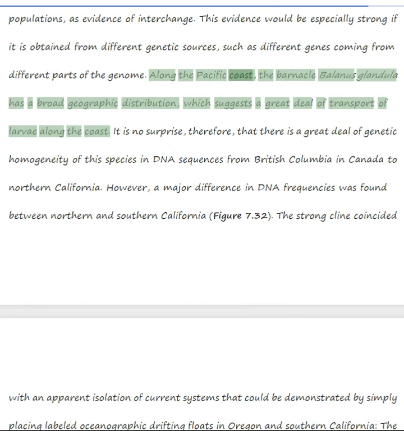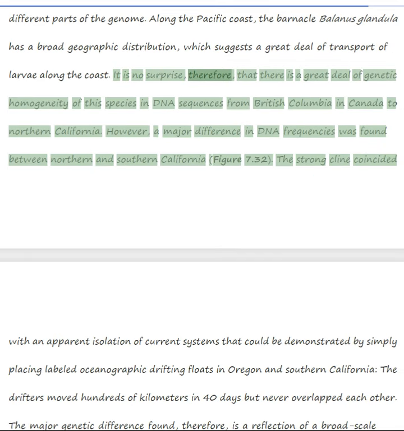Along the Pacific coast, the barnacle Balanus glandula has a broad geographic distribution, which suggests a great deal of transport of larvae along the coast. It is no surprise, therefore, that there is a great deal of genetic homogeneity of this species in DNA sequences from British Columbia in Canada to Northern California. However, a major difference in DNA frequencies was found between Northern and Southern California.